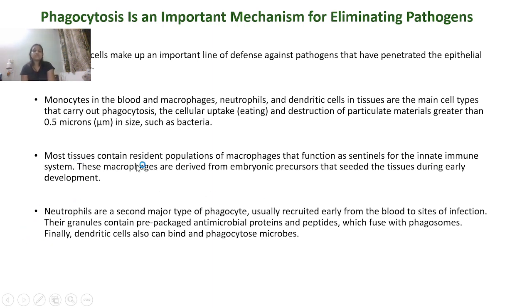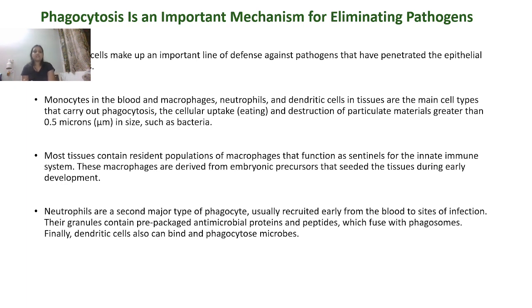So most tissues contain a resident population of macrophages that function as sentinels for the innate immune system. These macrophages are derived from embryonic precursors that seeded the tissue during early development. So our tissue always contains macrophages, and different kinds of macrophages are present in our different organs, and they are given different names. Those are the tissue macrophages, and they are mostly important for this phagocytosis process, and they are present from the embryonic stage, during early development.